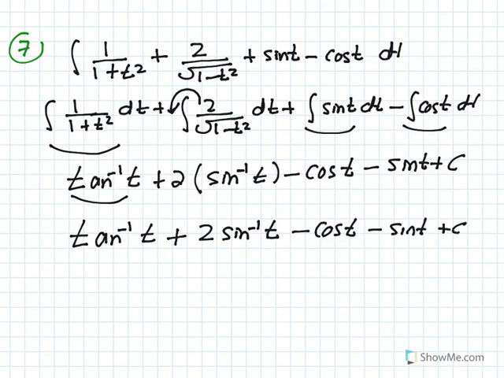So a couple of things we have to memorize. Antiderivative of 1 over 1 plus t squared dt is arctan t, tan minus 1 t.